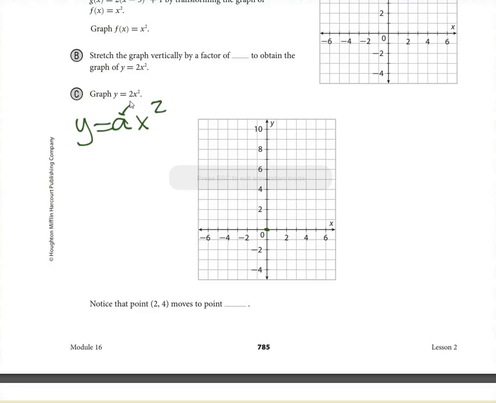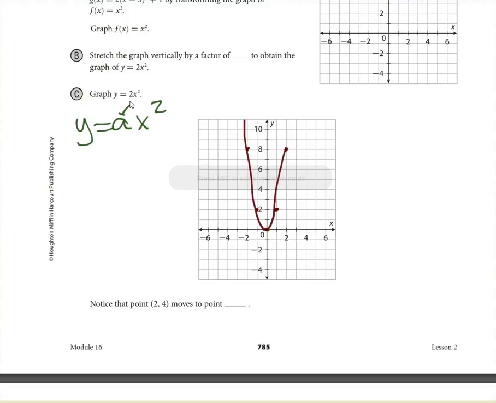So you see the parent function goes through the point 1, 1 and negative 1, 1. All right. Well, in order to stretch it by a factor of 2, we want to now go through 1, 2 and negative 1, 2. And then 2, we'll stretch that. It was 2 comma 4. Now it will be 2 comma 8 because we are stretching by a factor of 2. So basically we're taking the y value when x is equal to 2 and multiplying it by 2. Again, 2 squared is 4, and 4 times 2 is 8. And so we would get that point there.